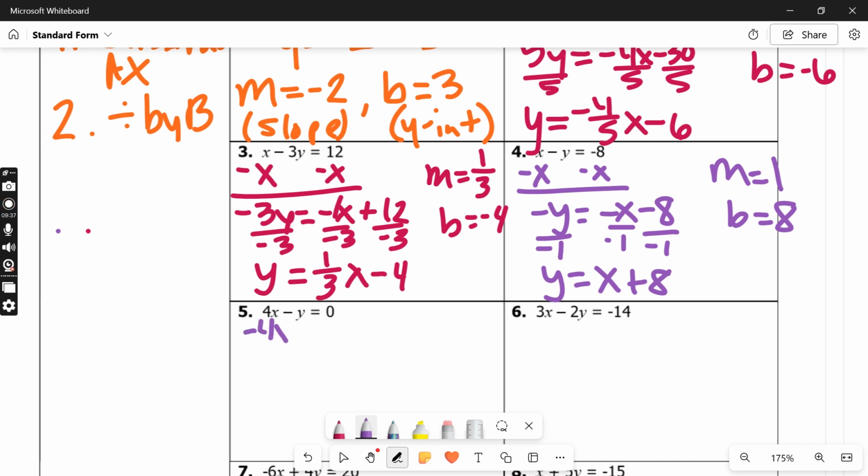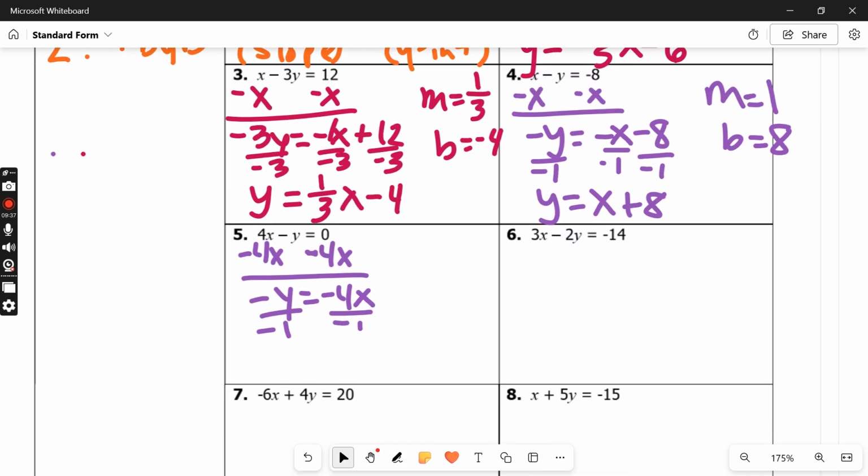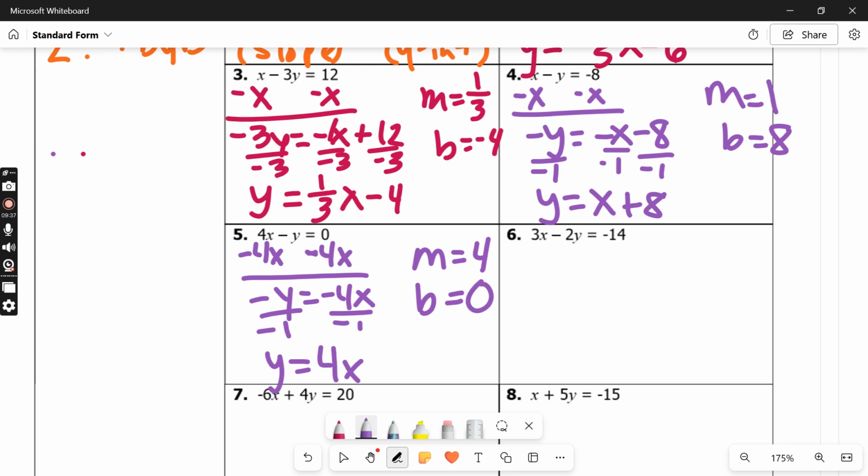Okay, starting number 5, I'm going to subtract 4x from both sides. So that gives me negative y is equal to negative 4x. Then I'm going to divide everything by negative 1. So that gives me y is equal to 4x. This tells me that my slope is 4, and since I'm not adding or subtracting anything, my y-intercept is 0.